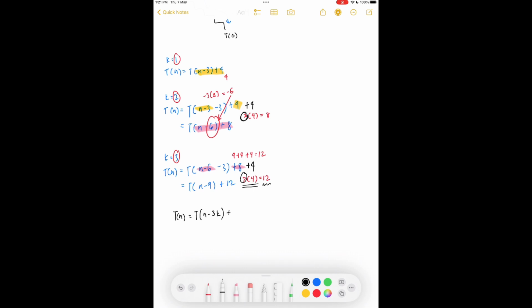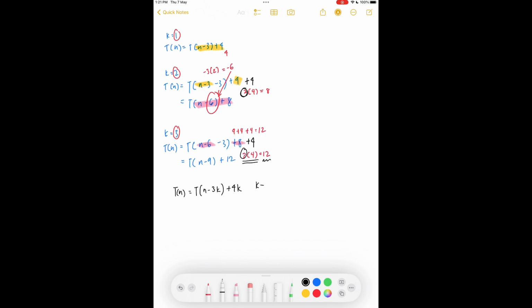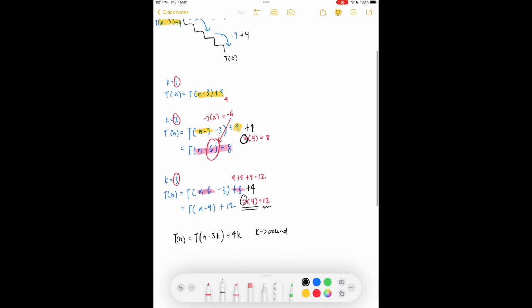Okay, so over here you can conclude that plus 4k. And in this case, k is equal to the round. How many rounds are we going? If I'm at round 2 and I do negative 3 times 2, I get negative 6, which is the answer here. And if I'm at round 2, I do 2 times 4, I get 8, which is the answer here. Do you see what's going on? That is what's actually going on.